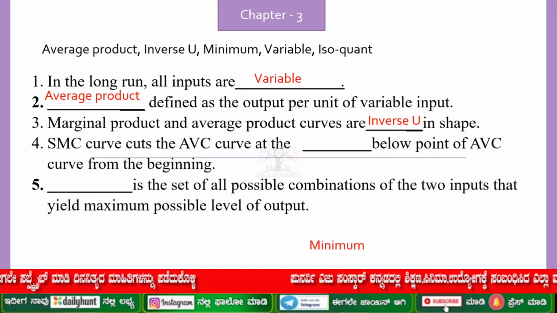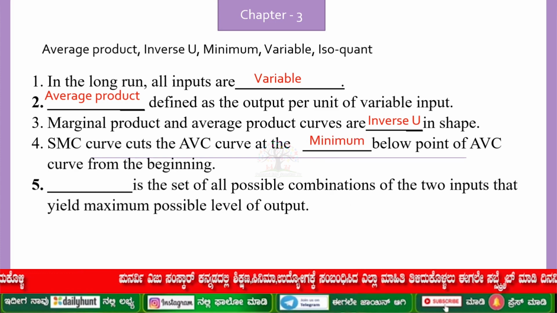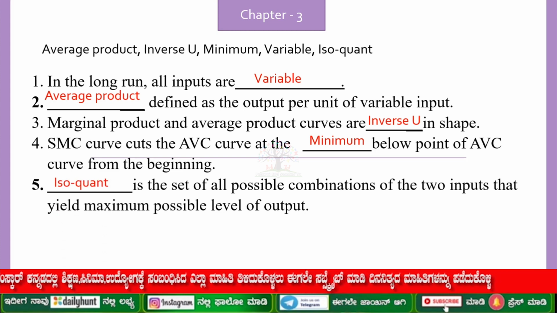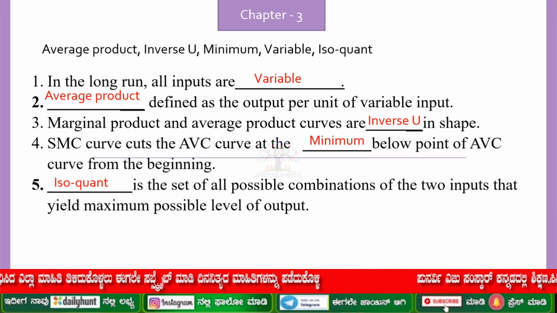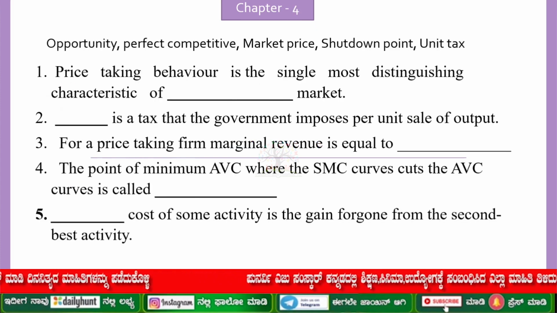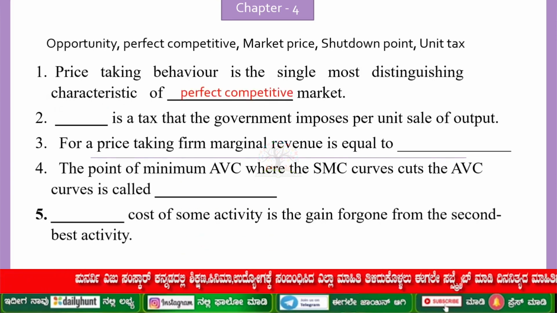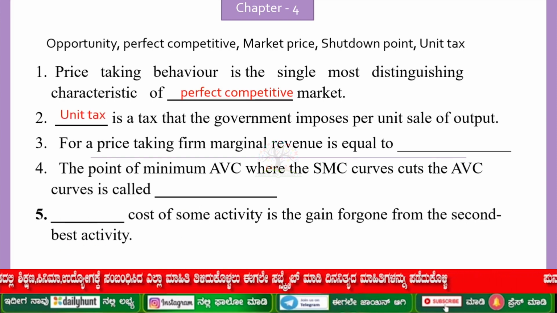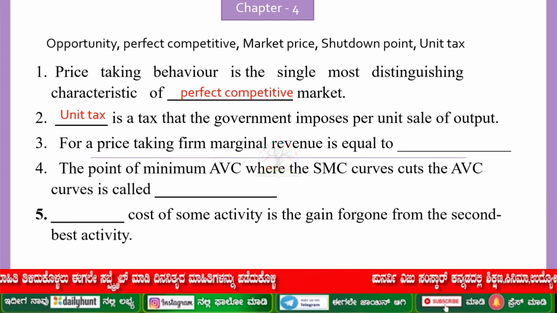SMC curve cuts AVC curve at the minimum, below the point of AVC curve from the beginning. Blank is set of all possible combinations of two inputs that yield maximum level of output, that is isoquants. Price taking behavior is the single most distinguished characteristic of perfect competitive market. Unit tax is a tax that the government imposes per unit sale of output.